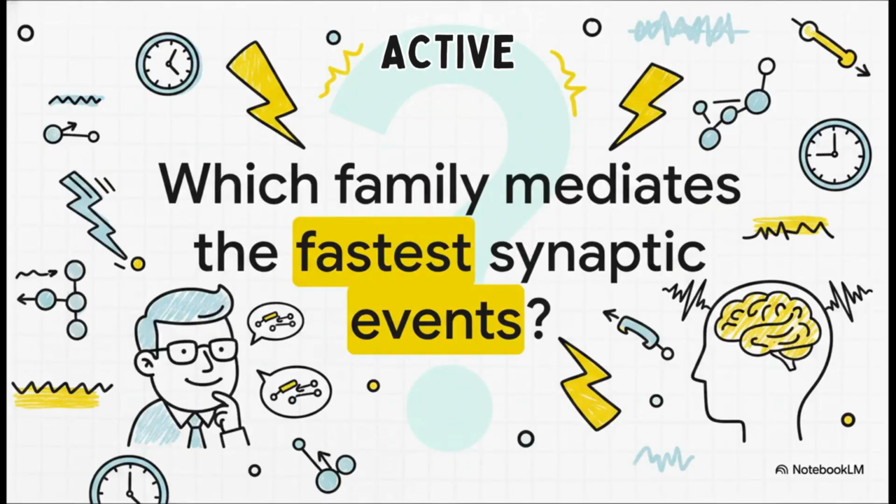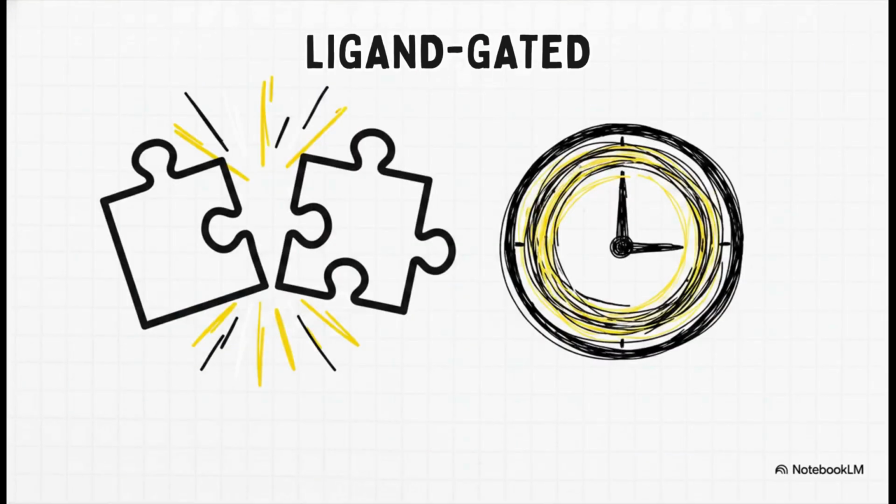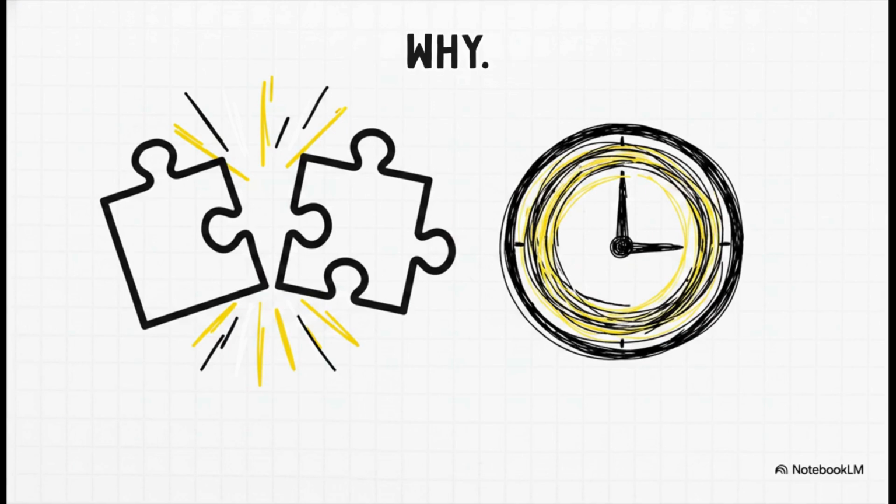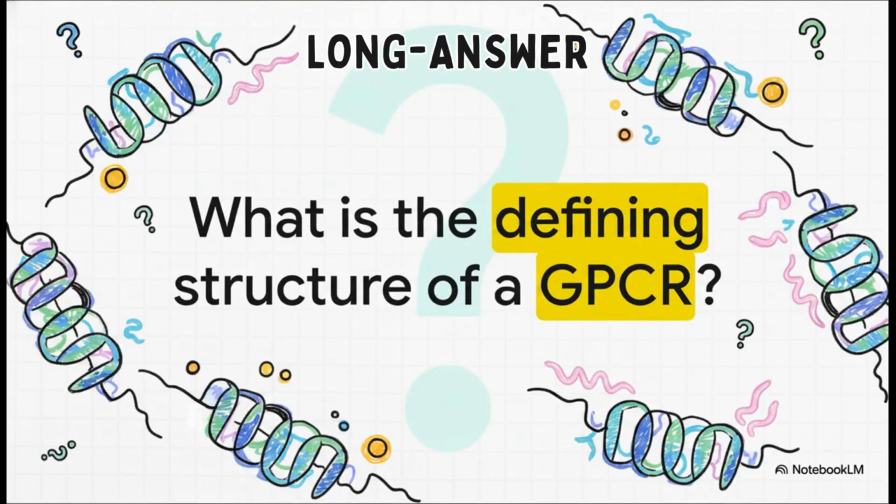Okay, let's test your active recall. Imagine you're sitting right across from your professor in viva right now. Which of these receptor families is responsible for the absolute fastest synaptic events? If you said type 1 ligand-gated ion channels, boom, you nailed it. But make sure you also tell them the why. It is their direct coupling mechanism. There are no middleman G proteins or enzymes, and that's what allows for a response in a mere fraction of a millisecond.